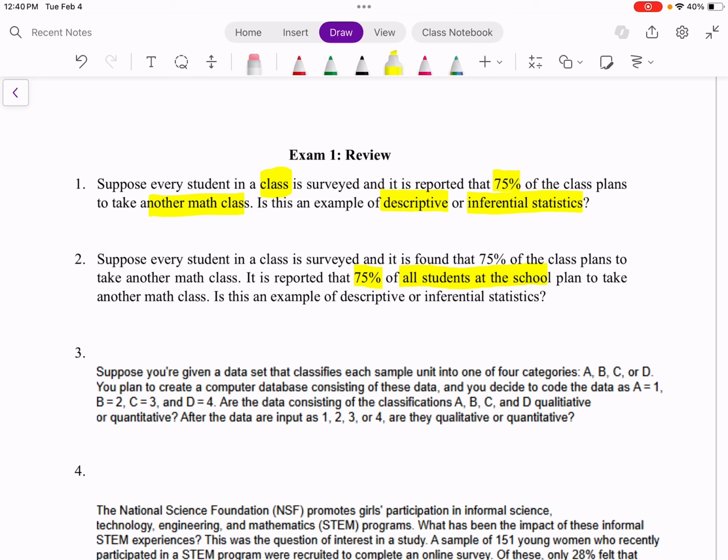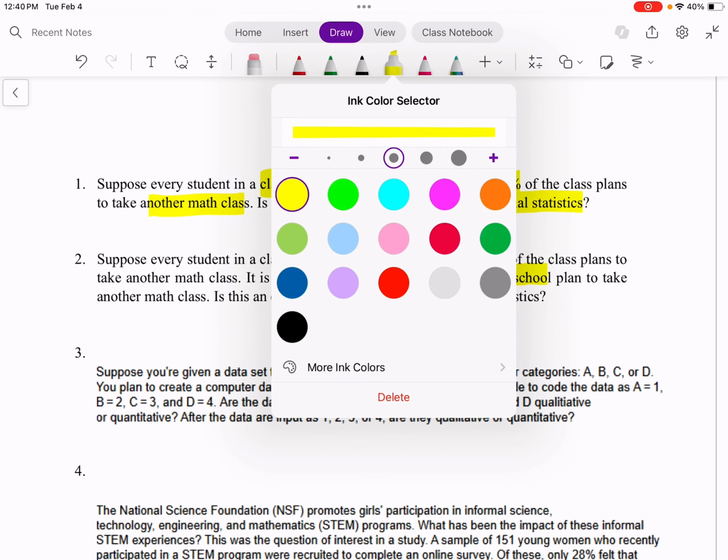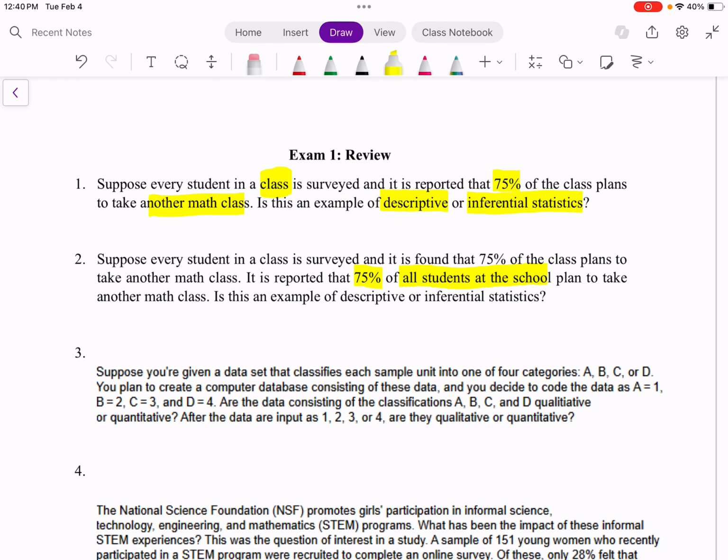In number 1, it does not tell us anything about the population. But in number 2, they found 75% of the class planning to take another class, and they use this sample result to generalize the result for all students at the school. So number 2 is inferential and number 1 is descriptive statistics.